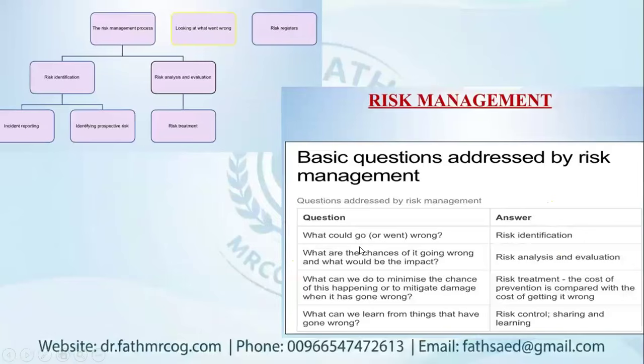The question is: what could go wrong, that is risk identification, and what is the chance of it going wrong, or what would be the impact. That is risk analysis. What can we do to minimize the chance of it happening or to mitigate the damage is risk treatment. What can be learned from it is risk control, sharing and learning.